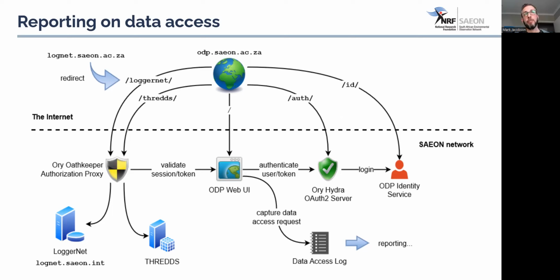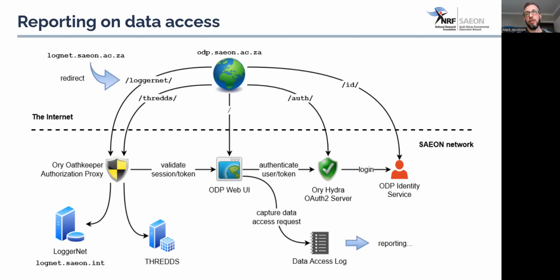In principle, this mechanism can be deployed to intercept and log data requests for any data storage system hosted by SAEON. The key change from the current Loginet setup is to take the Loginet server itself off the public internet and only make it available via an internal loginet.saeon.int domain. The public domain, loginet.saeon.ac.za, is then reconfigured to redirect the caller, that is, anyone requesting data from the outside, to the Loginet endpoint of the ODP.